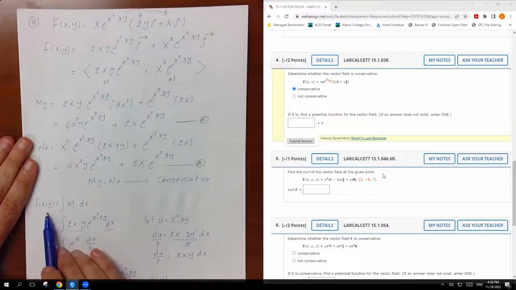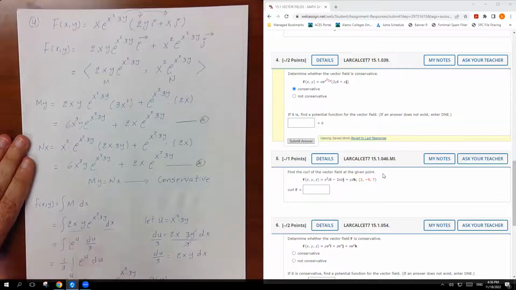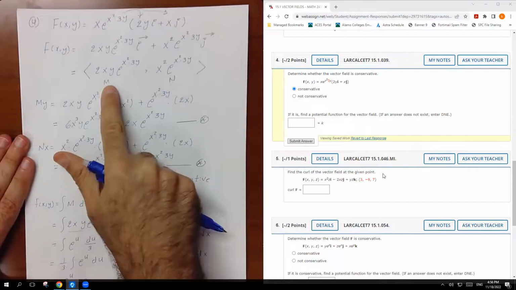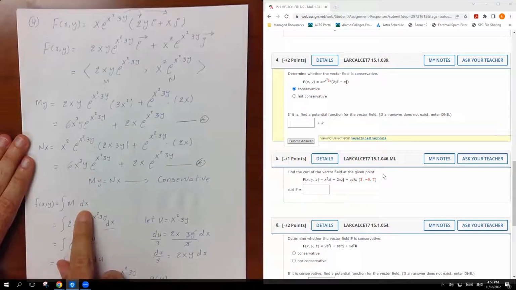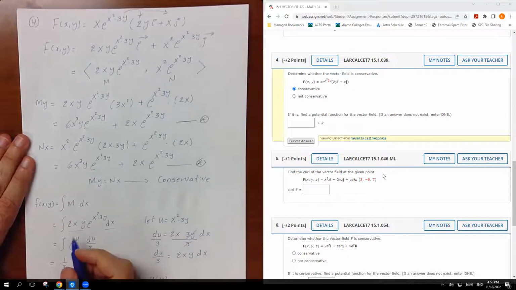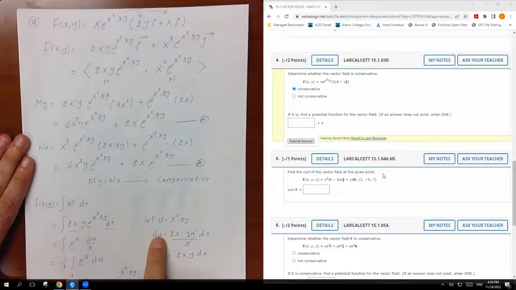The first part, to find the potential function, we're going to do the opposite thing. We found the derivative here with respect to the y. Now I'm going to find the integral of m with respect to x, dx. So here is m. Now I need to find the integral with respect to the x. So I'm going to let u equal x squared 3y. So du is going to be 2x 3y dx. Then everything here is going to be u.